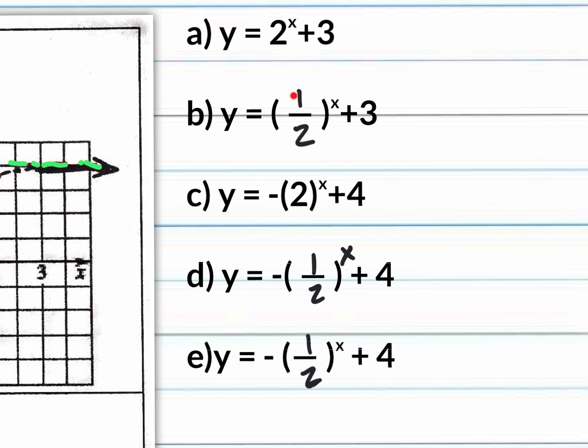Is this a growth function? No. Growth? Yes, but in a negative direction. Remember, the A value, the number that's out in front, tells you if your graph is above the asymptote or below the asymptote. So growth, decay, growth, decay, decay.